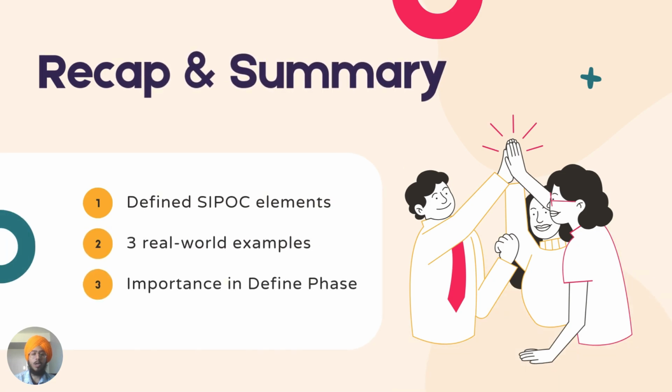Next, we have our last slide. Let's talk about the recap and summary. To recap, we have learned that SIPOC stands for Supplier, Input, Process, Output, and Customer. It's used early in the define phase of Six Sigma to map a process at a high level. I've shown you how it works in three different scenarios: a restaurant, an online registration system, and a hospital ER. I hope these examples gave you a clear understanding of how to apply SIPOC to real world situations.